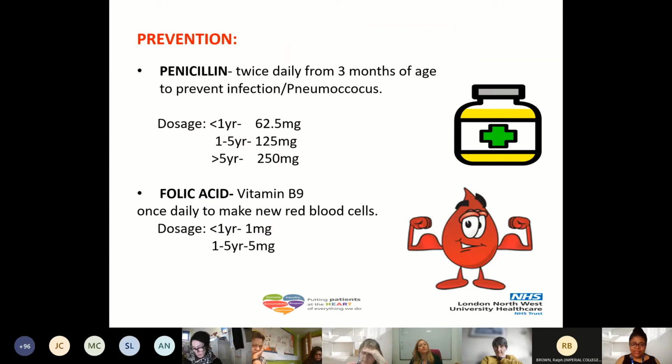So as we say again, as soon as we know the child has got sickle cell disease, penicillin is commenced. And we're just showing you folic acid also, which is a vitamin, and it's alongside penicillin. The folic acid is once a day, and it helps to strengthen the red blood cells. It's really important they take 2 lots of medicines as prescribed.